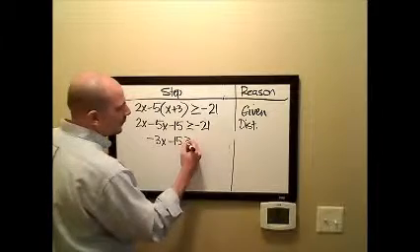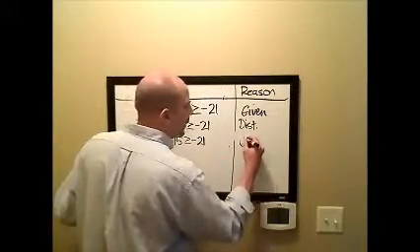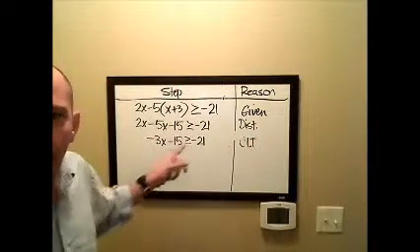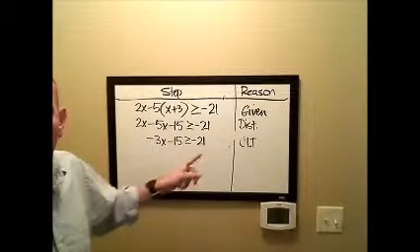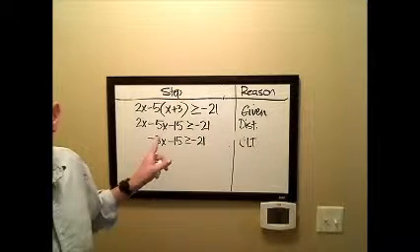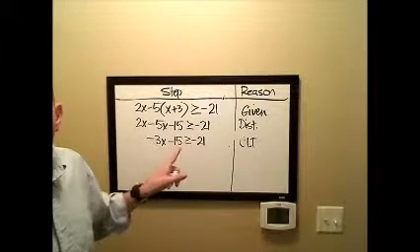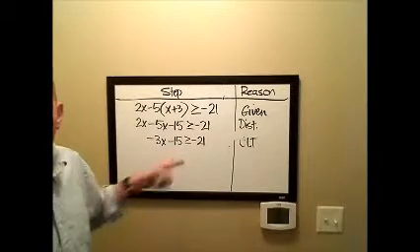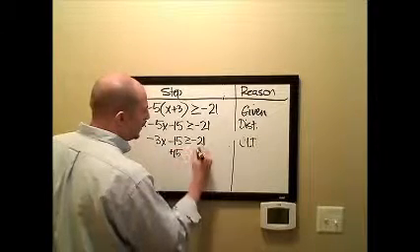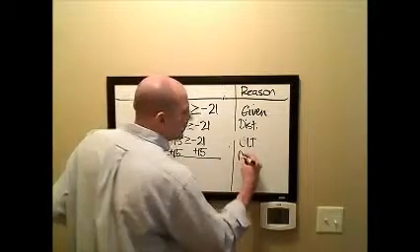Okay, and the reason for that is CLT, combine like terms. Alright, next thing I need to do is move this 15 in order to start isolating x and find just what 1x is equal to. So I'm going to do the opposite of 15. I'm going to add that, which is positive 15. And that's the addition property.